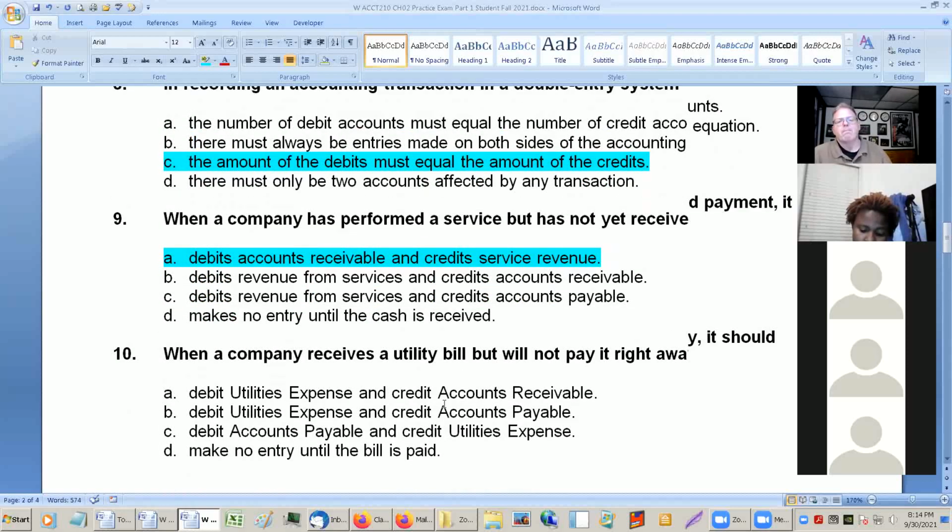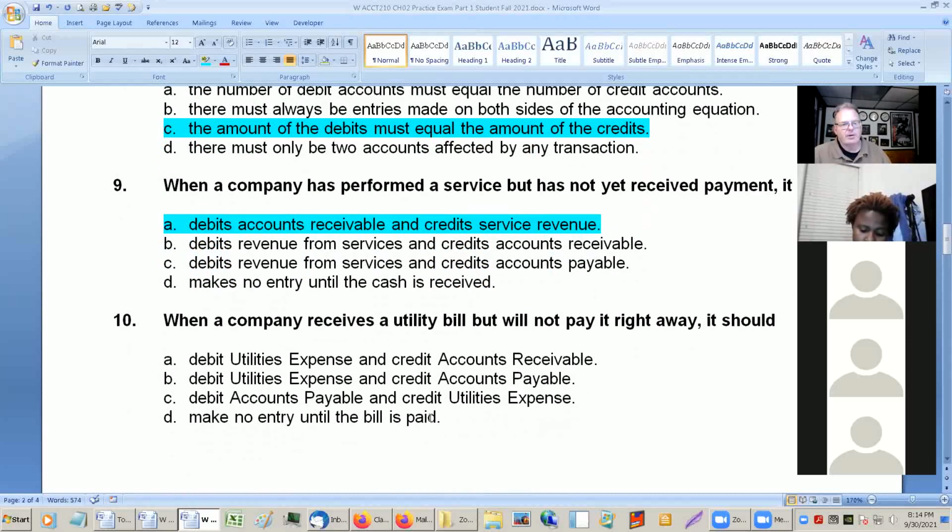Okay, company receives utility bill but does not pay right away. So utilities expense is correct, a debit. All expenses are debits. Accounts payable.